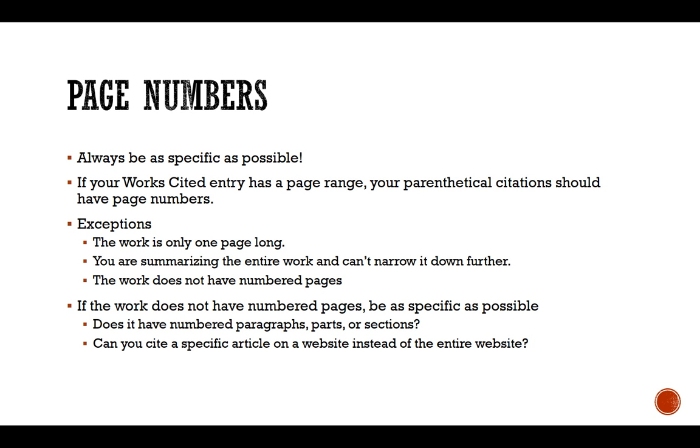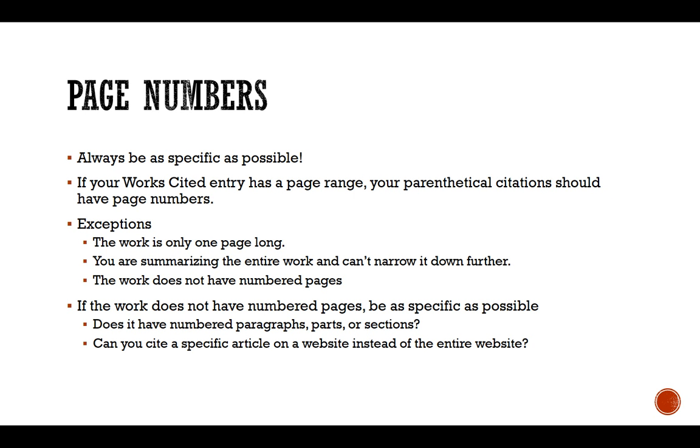So a quick reference is if you have a page range in your works cited entry, then you should have pages in your citations. Don't leave the page range off your works cited just so you don't have to include pages in your parenthetical citations, but if you have a page range, then yes, you should have page numbers. If the work is only 1 page long, then you don't need to give page numbers because you can't narrow it down any further. If you're summarizing the entire work, so you would be saying, oh yes, this is on pages 1 through 300 of the book, or 1 through 30 of the article, or whatever, then you would not be needing to narrow it down further either.